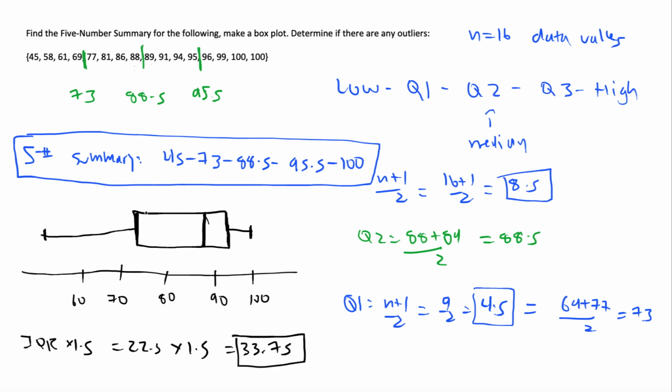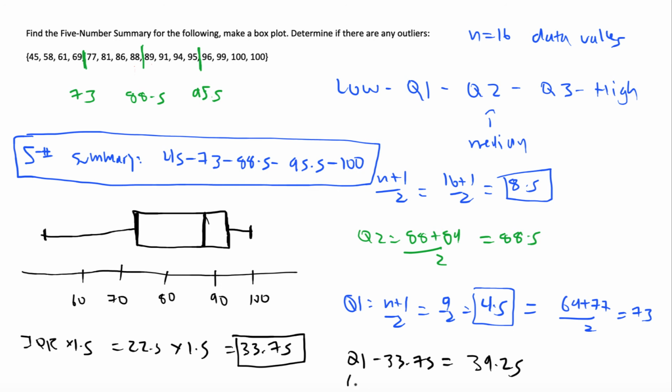So what does that mean? It means we want to take Q1 minus 33.75. Remember, Q1 is 73. So 73 minus 33.75 gives us 39.25. Now you notice that the low value is 45, and this number is 39.25. Anything less than 39.25 would be an outlier. So in this case, there is no outlier on the bottom end.